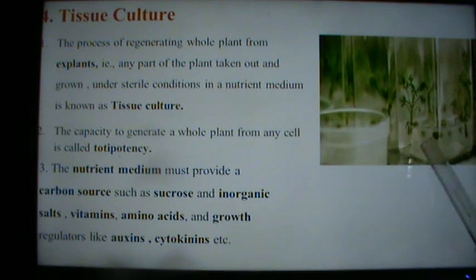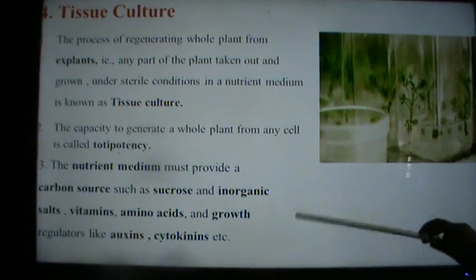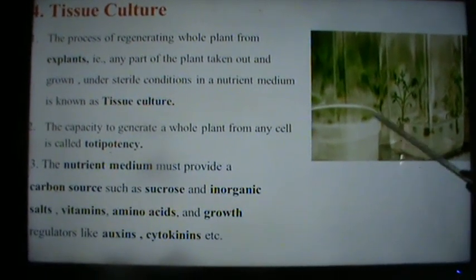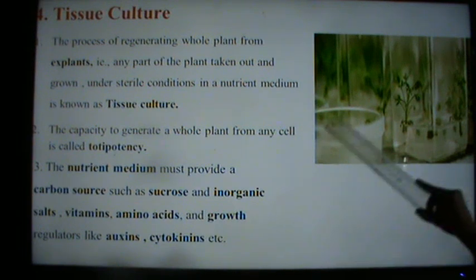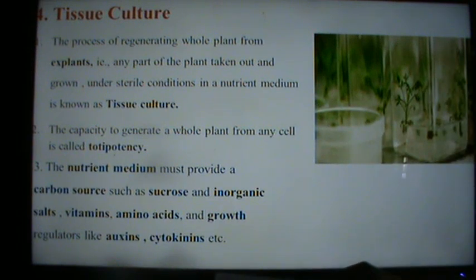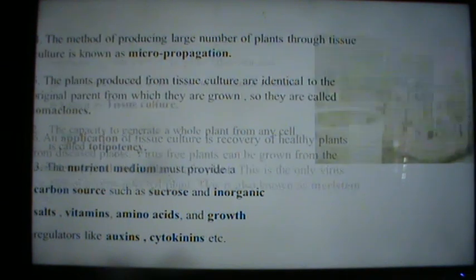The nutrient medium should have a carbon source such as sucrose, and inorganic salts which are rich in iron and calcium. Vitamins will be present in it, A, C, etc. Amino acids like lysine are put into the nutrient medium, as well as growth regulators, auxins and cytokinins, which help the cells to divide faster.